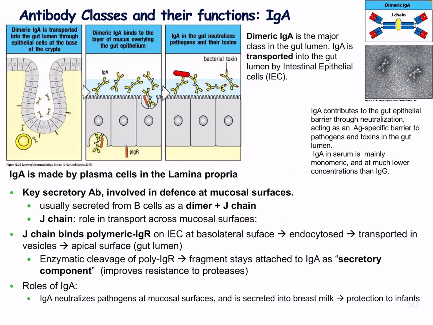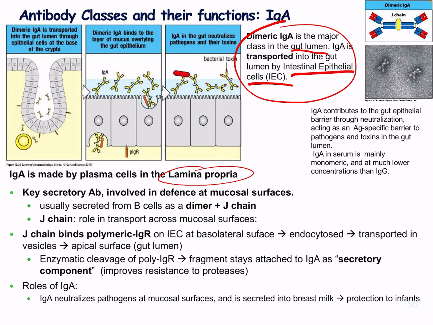So IgA. So here's a picture. Just so you know, dimeric IgA is the major class in the gut lumen. IgA is transported into the gut lumen by intestinal epithelial cells, which we discussed in our lymphatic system stuff. We talked about the MALT. IgA is produced by plasma cells in the lamina propria of the stomach and the intestines. It's the key secretory antibody involved in defense of mucosal surfaces, so our MALT.